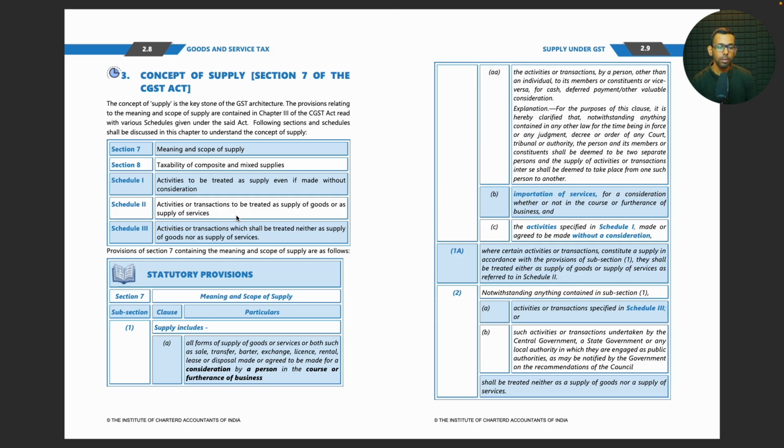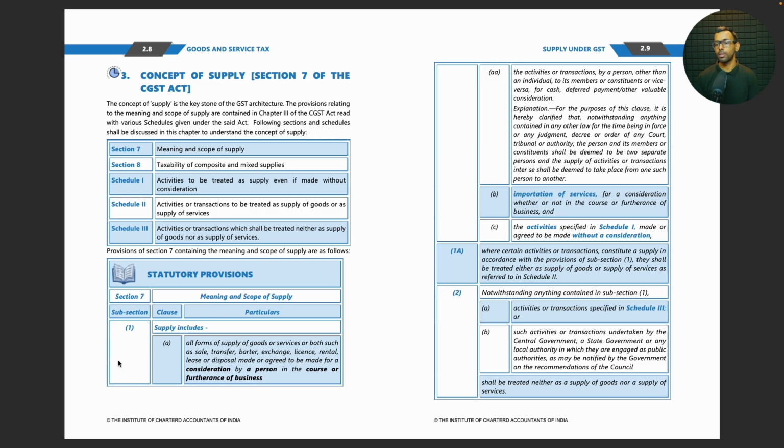Schedule 3 is about exemption, which shall be treated neither as supply of goods nor as supply of services. This is like a negative list. Okay, let us proceed. Supply includes all forms of supply of goods or services or both, such as sale, transfer, barter, exchange, license, rental, lease or disposal made or agreed to be made for a consideration by a person in the course or furtherance of business.